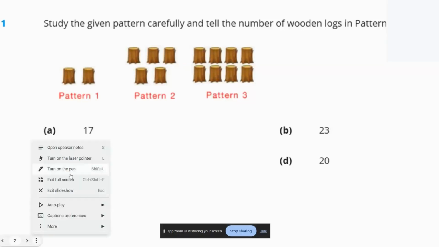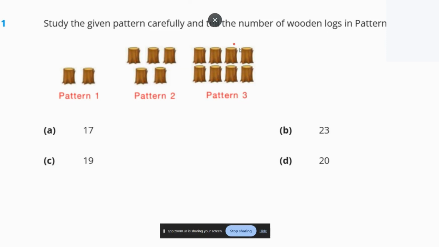First question is, study the given pattern carefully and tell the number of wooden logs in pattern 2. So in pattern 1, if you see, there are 2 logs. In pattern 2, there are 5 logs. In pattern 3, there are 8 logs, right?